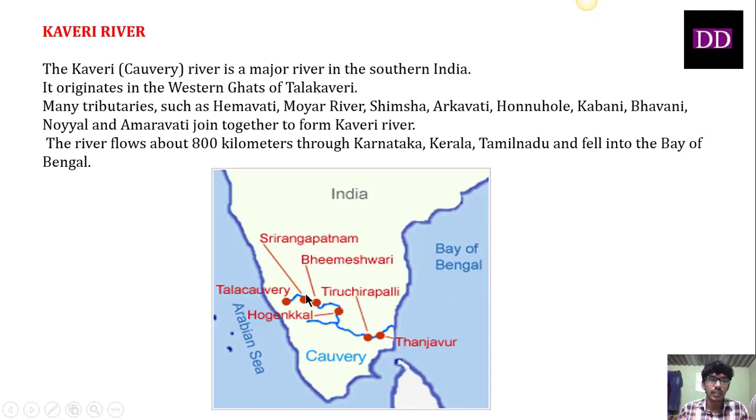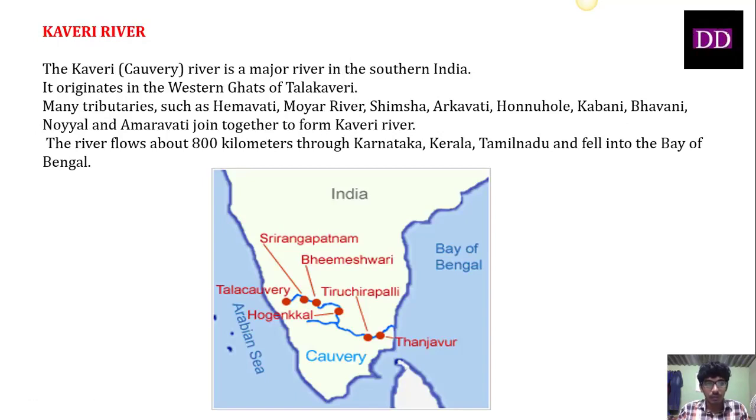And the next one is Kaveri. Kaveri is a major river in southern India. It originated in the Western Ghats at Talakaveri. You can see it here. This is the origin of the Kaveri river, and the major tributaries are Hemavati, Moyar River, Shimsha, Arkavati, Honnuhole, Kabini, Bhavani, Noyyal, and Amaravati. These are the tributaries that join to form the Kaveri River.